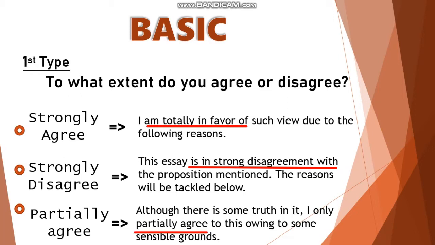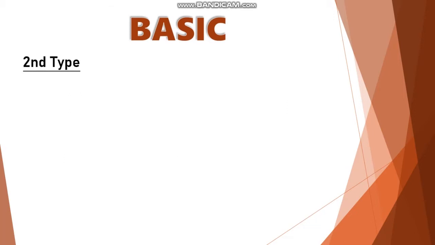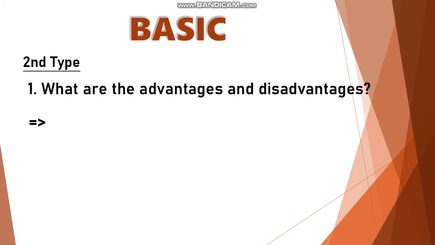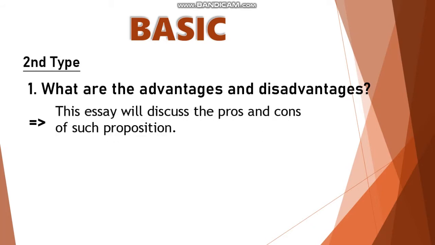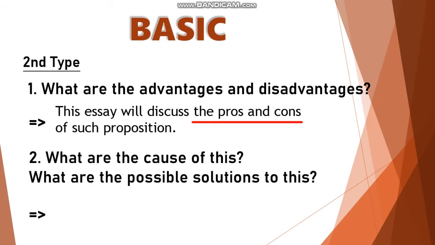For the second type, let's say, what are the advantages and disadvantages? You only tell the readers what your plan is by writing, this essay will discuss the pros and cons of such proposition. Here, pros and cons are merely the memorized synonyms of the words advantages and disadvantages. The same thing you'll do in other questions in this very same type. For instance, what are the causes of this? What are the possible solutions to this?